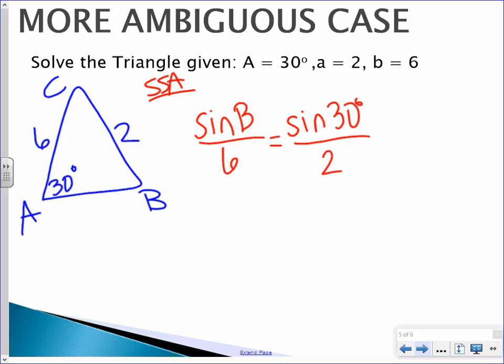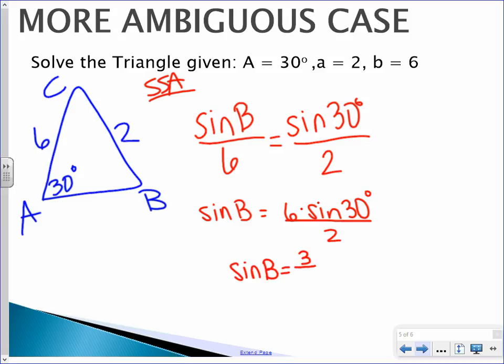Now, I have a 30-degree angle picked for a reason. Before we start getting all excited with our calculators, let's think about this. If we're going to solve for the sine of B, we would multiply that 6 over, correct? What is the sine of 30 degrees? 1/2. What is 1/2 times 6? The sine of B is 3/2.